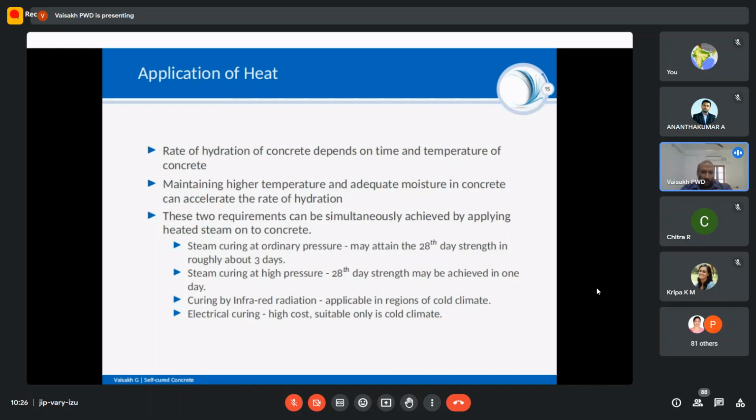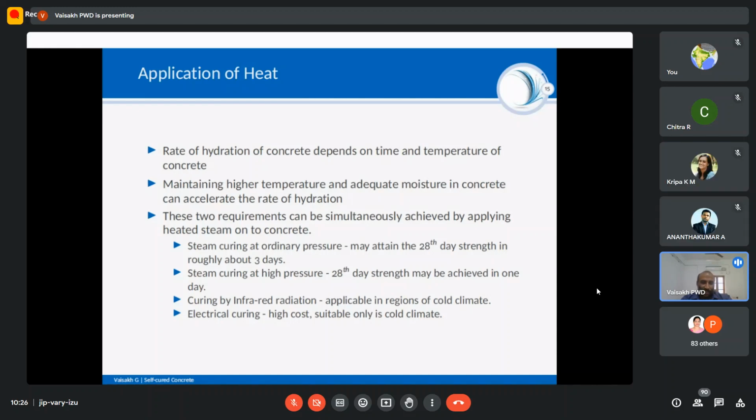This you might be using in your laboratories, especially if you are doing mix designs. We may need accelerated curing tanks to get the outputs at an earlier date to finalize the final mix design. Next is curing by infrared radiation and electrical curing. Both of these are not that much required in our climate, which is a tropical climate. But when the temperature is low, you have to keep the concrete warm enough to accelerate the hydration.